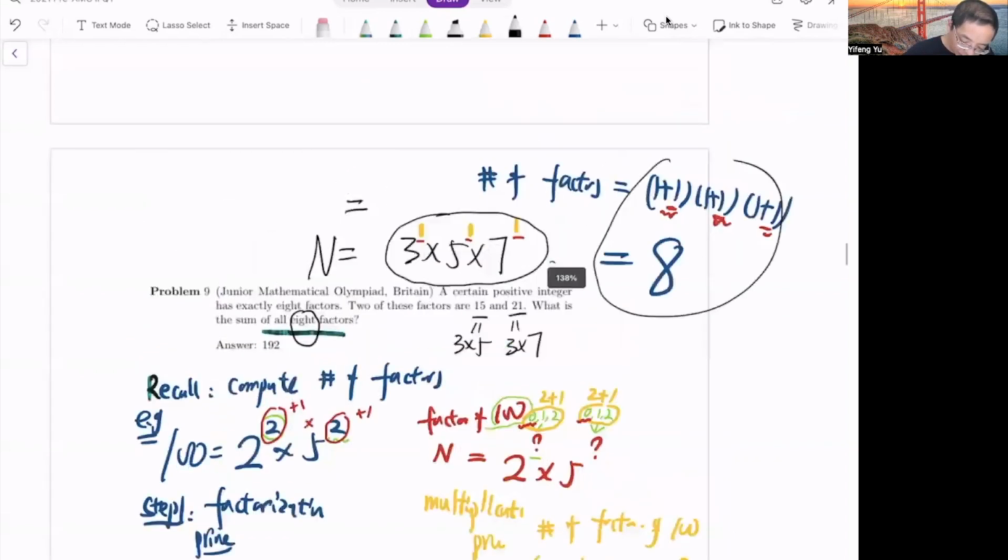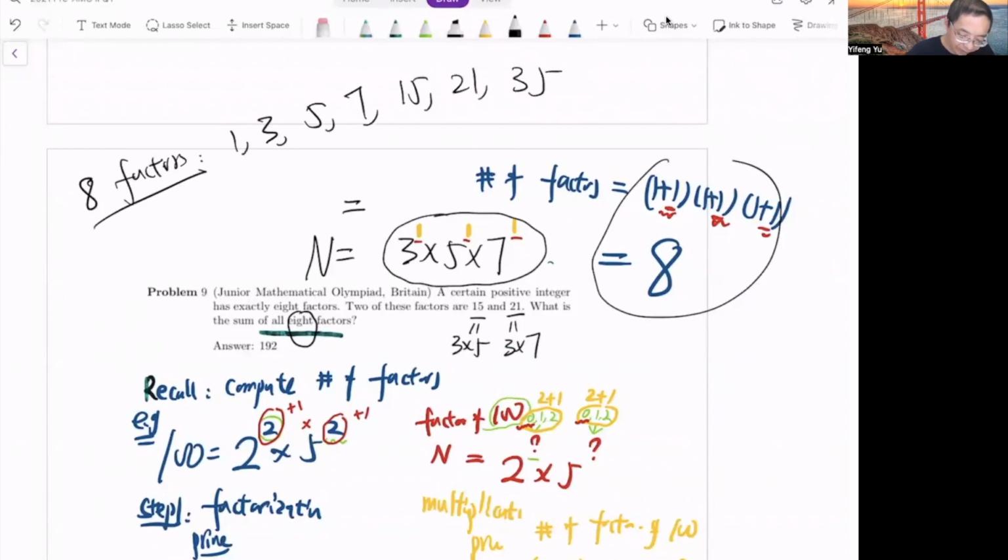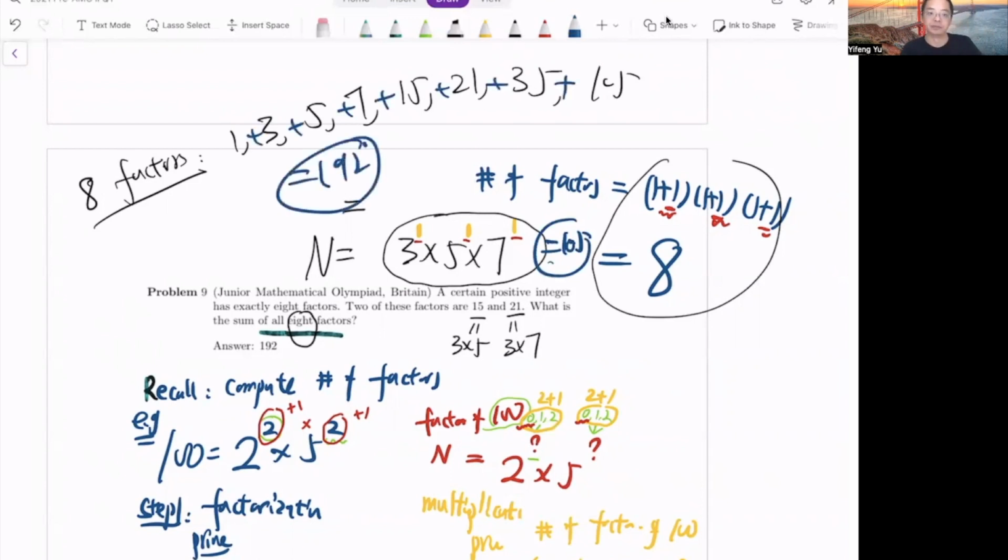Then we can just find all 8 factors. We have 1, 3, 5, 7, 15, 21, and 35. And the last one is the number itself, 105. Now you just add them together. This is what we're looking for, and it's 192.